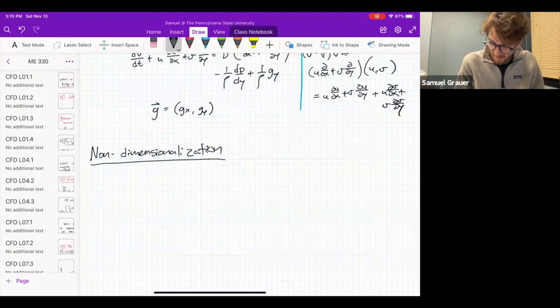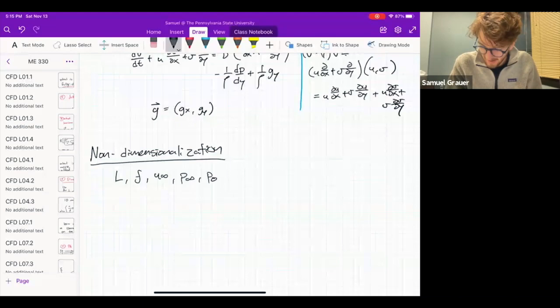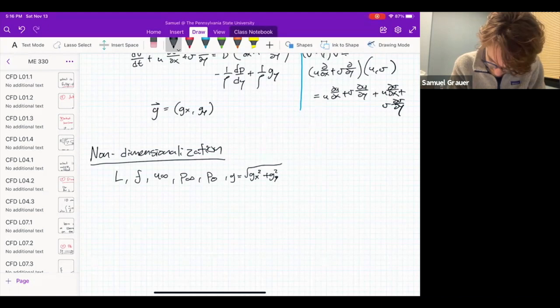And we're going to introduce some scales. So our scales are going to be L for the x and y directions, frequency f for time. We're going to have U infinity, which will apply to u and v velocities. And then we will have P infinity, but we're also going to have a static pressure, P naught. And then we will have a gravitational constant g, which is going to be equal to the magnitude of this. So g is equal to the square root of gx squared plus gy squared. So this is the constant that you all know.